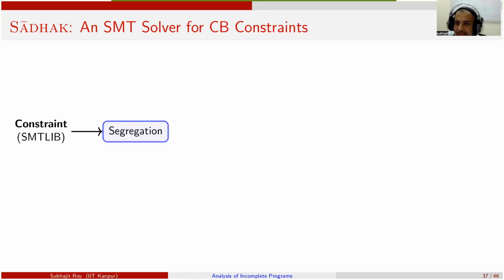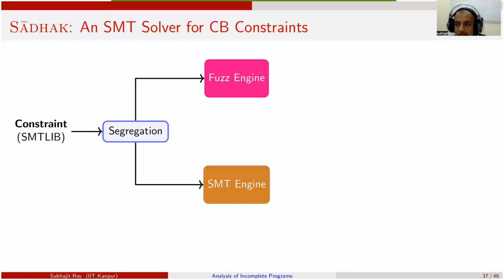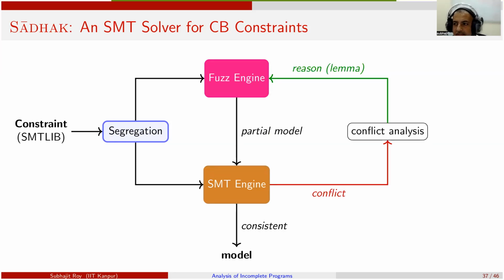So just to summarize, this is exactly what's going on. We have the constraints in the SMT format. We first do segregation. It does two things. One is it does purification, and then it separates out the terms into terms for the fuzz engine and terms for the SMT engine. The fuzz engine creates partial models which are fed to the SMT engine. The SMT engine searches for completions. If it's able to find a completion, we are done. If not, it gives a conflict, in which case both the fuzz engine and SMT engine exchange relevant lemmas. So there is some conflict analysis and they exchange relevant lemmas. And this process continues, what we call CDFL, till we get a consistent model.